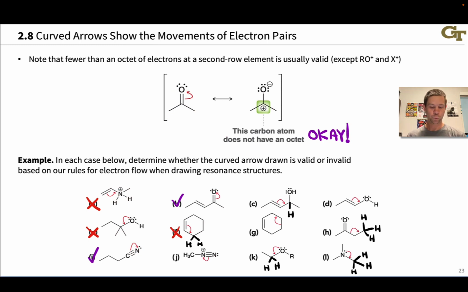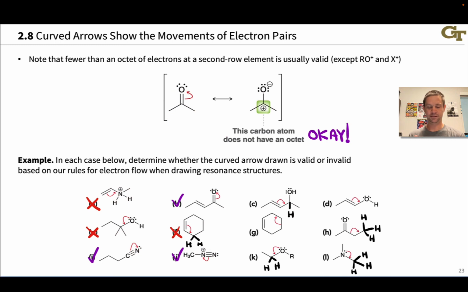In J, we are taking pi electrons between the 2 nitrogens, and we're sending them onto this nitrogen with positive charge. So this would have the effect of putting positive charge on this nitrogen on the end, making this nitrogen neutral, adding a lone pair to this nitrogen, and taking the triple bond down to a double bond. This is actually completely valid.